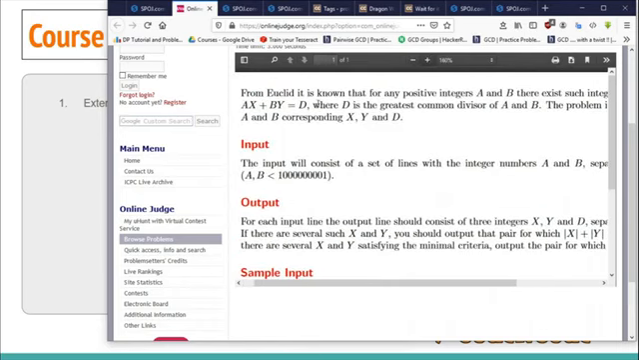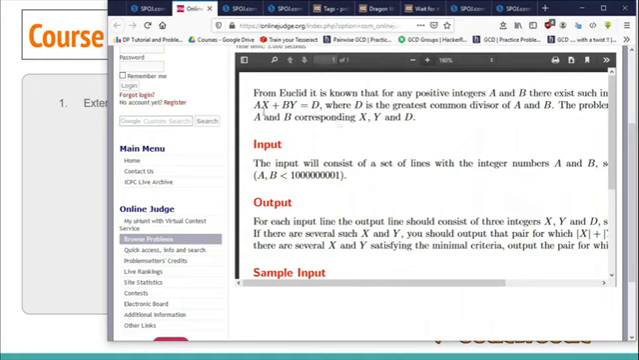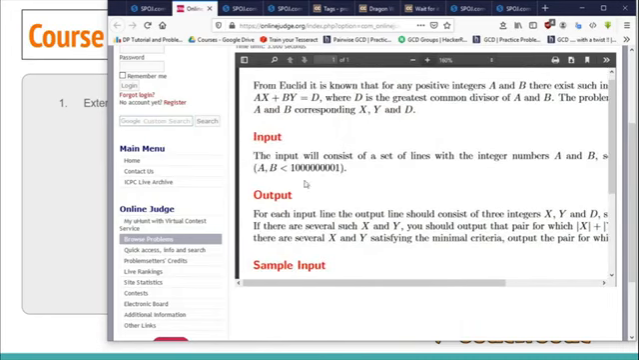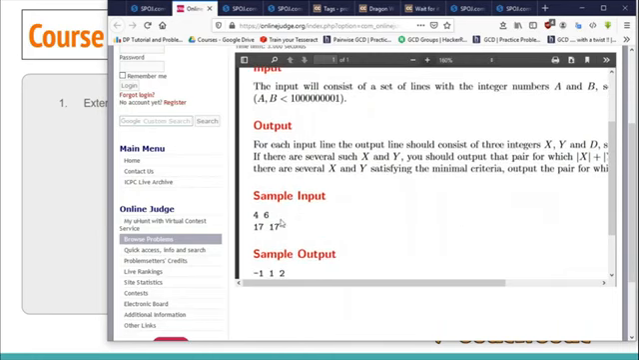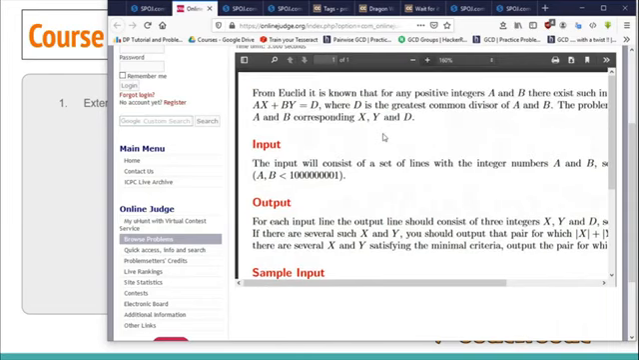So the question says, from Euclid it is known that for any positive integers a and b there exist integers x and y such that ax plus by equals d, where d is the GCD of a and b. So the problem is you are given t test cases, and in each test case you are given a and b. There are 2 test cases. We have to find their GCD, that is d, and x and y which satisfy this equation. So this is basically a linear Diophantine equation. You can study more about it, just Google it.